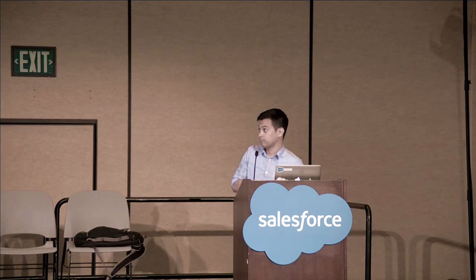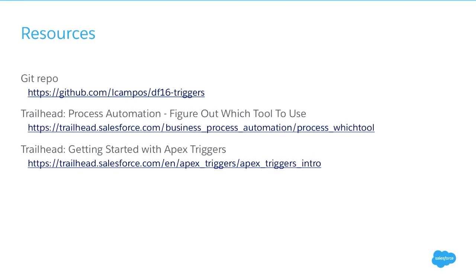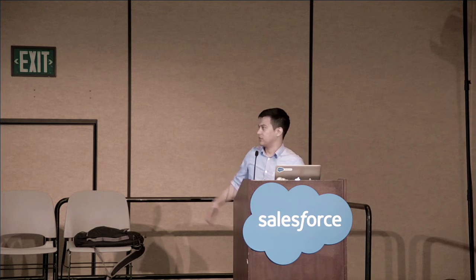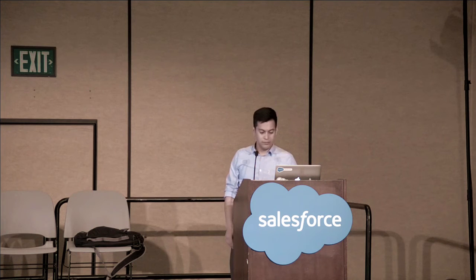And well, this is the end. These are the resources. The code is available on that Git repo. It's ready for deploy. I wrote some Ant tasks that you can use there. And there are a couple of Trailhead modules that you can go through, introduction to triggers and process automation, which allows you to make a more conscious decision on which feature of the platform you want to use other than triggers. And I think, yeah, we're done.